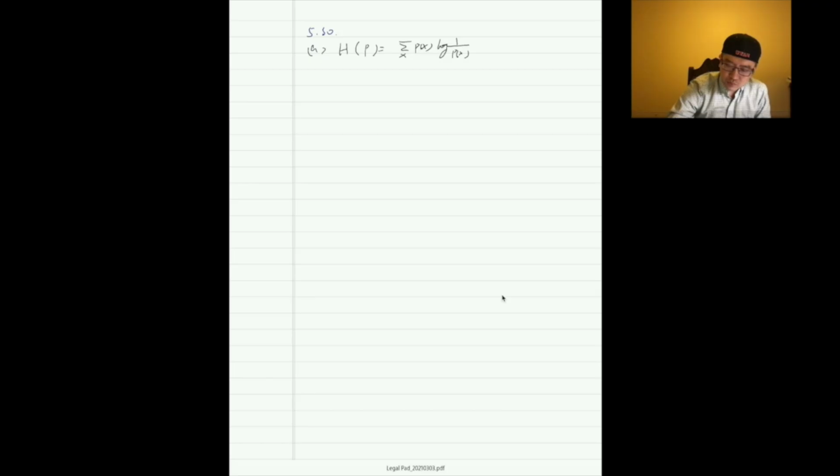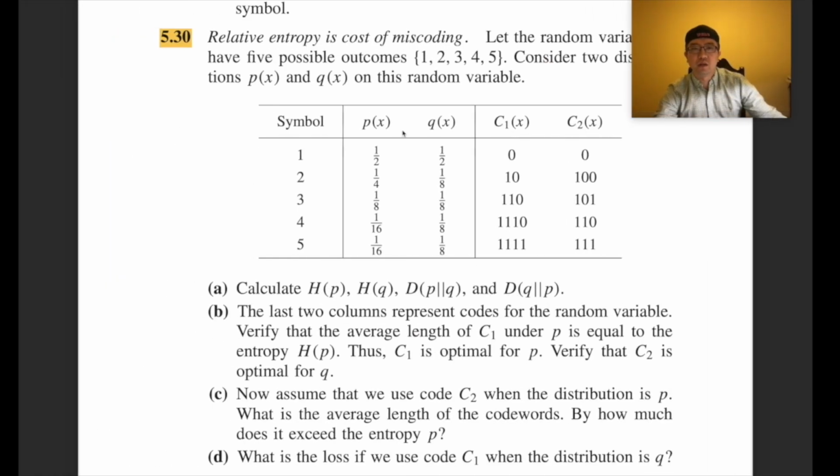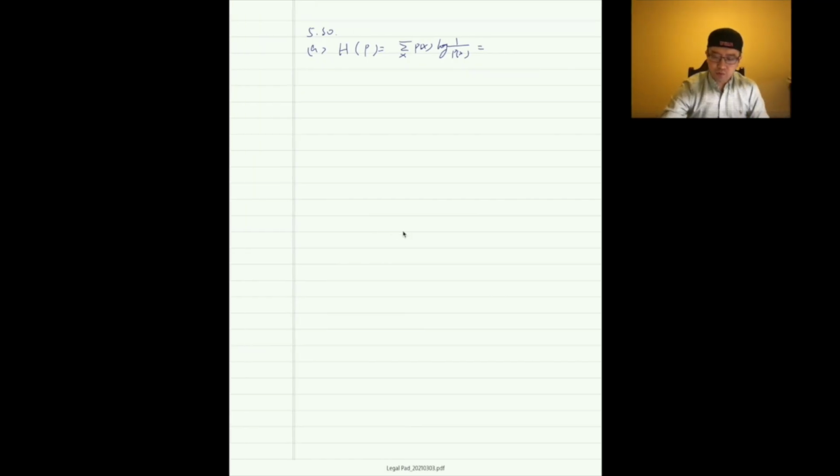Okay, and then we just need to add all the numbers here, right? Plug all the numbers in, and then we can get... So I'll just write down the solution here, and you can double check whether that's correct or not. And for HQ, it is identical, right? The only difference is that now we have a probability of QX, right? Then that is 15/8. We can have 2 bits, okay?